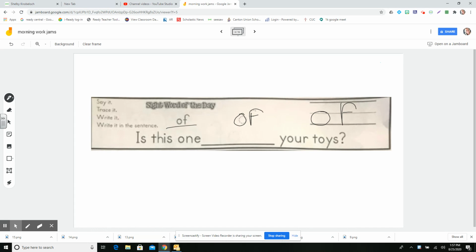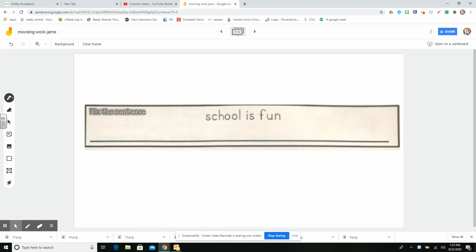The sentence says, is this one, your toys? Is this one of your toys? Good. So fill in the sight word of the day inside that sentence. Now this sentence says, school is fun. And we have to fix it because they left out something at the beginning of the sentence and the end of the sentence. Do you know what they forgot?